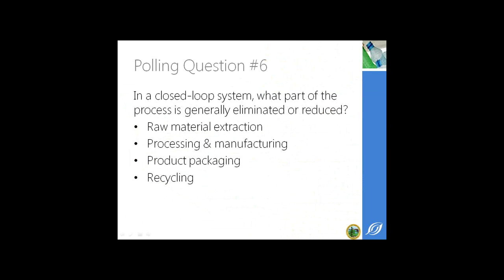In a closed loop system, what part of the process is generally eliminated or reduced?